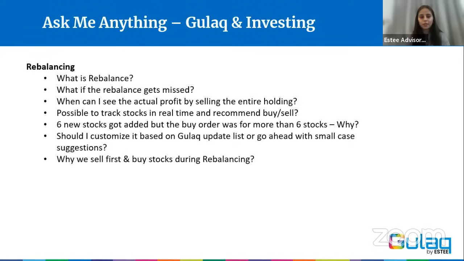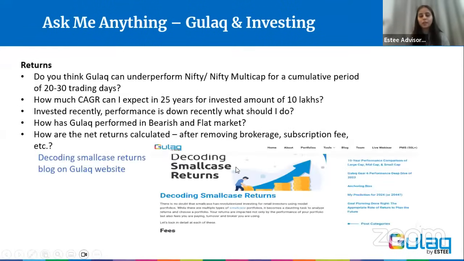So the first question was that do you think Gulaq Year 6 can underperform the benchmark for a cumulative period of 20 to 30 trading days? This was asked by an anonymous investor. Okay. Do you think you can? Yes, definitely. Not only it can, but it will. It will underperform. And 20 to 30 days is a very small period.